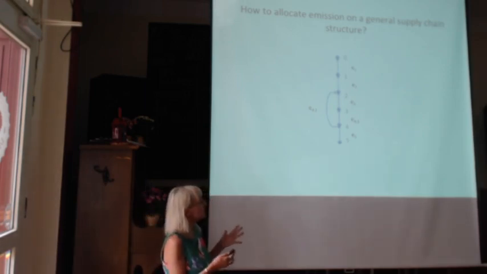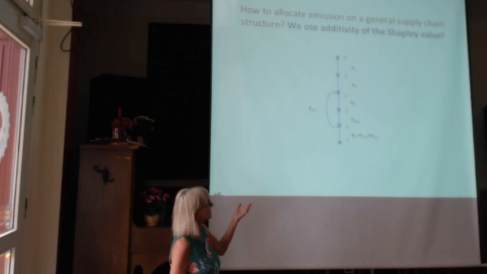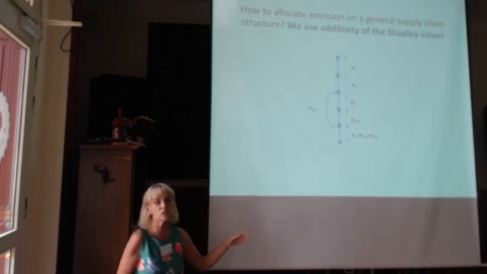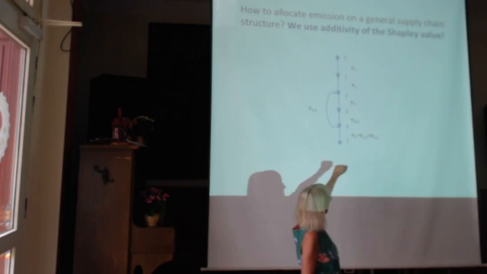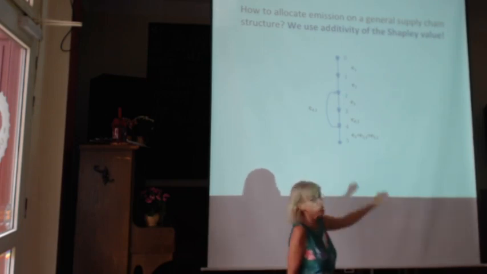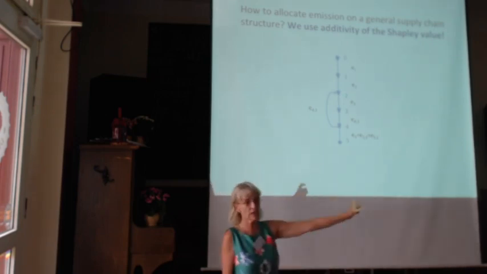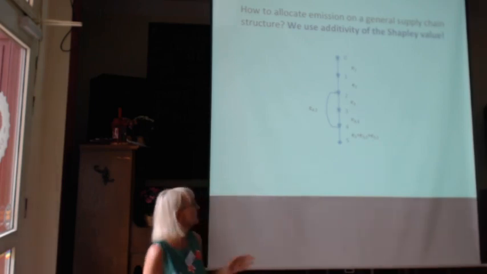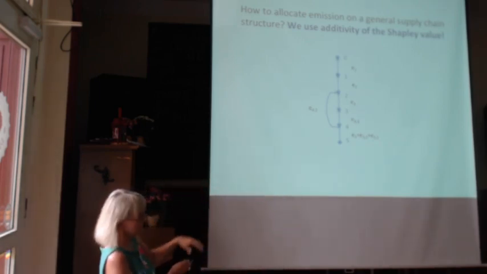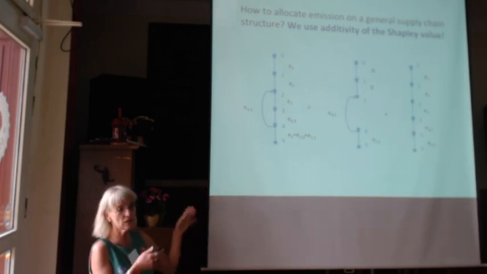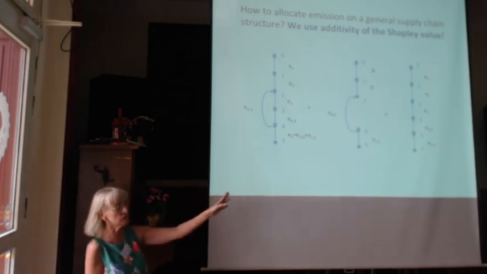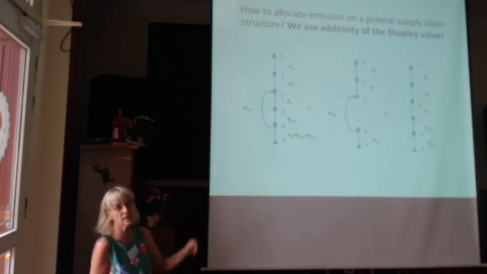So it's not something that companies are not doing, and this is something that we propose can be done here as well. Let's say this is a cattle grower. We can split the emissions from the cow to leather and to meat, and we can then split this graph into two graphs, which are called tree graphs, and we can calculate the Shapley value for each of these two graphs separately, and then add them together.